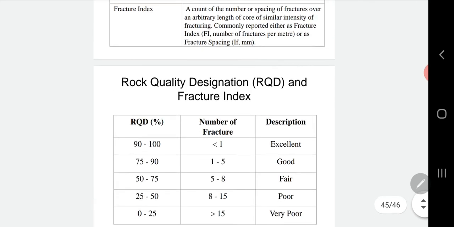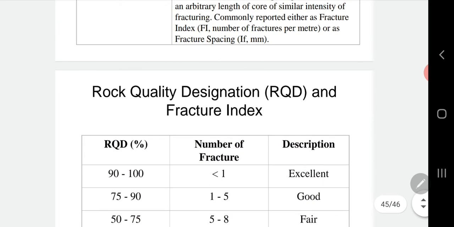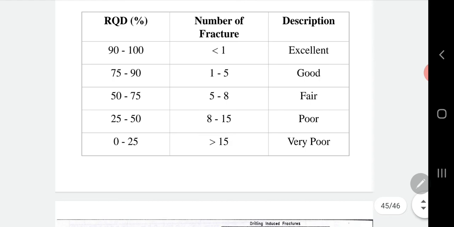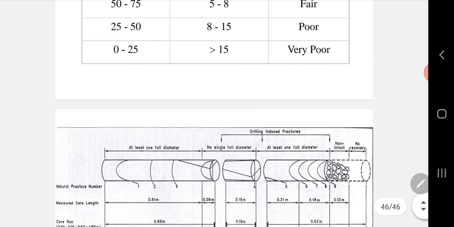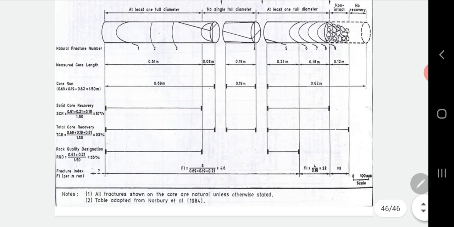Alright, so that is all to understand about geology, and this is the last part of engineering geology. Thank you.